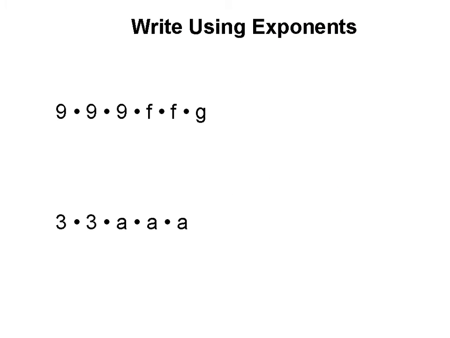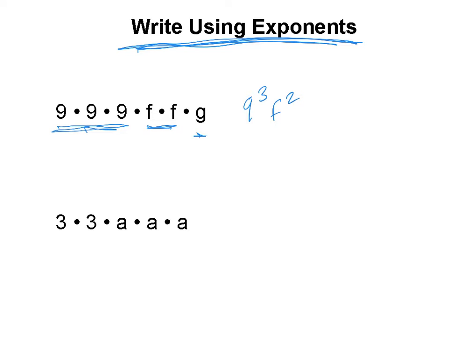You can even have more than one thing, like more than one number or variable, and write it with powers. Let's do this one. Again, they just want us to write it using exponents, no solving necessary, okay? So this is 9 to the third power, okay? And we have two f's, f to the second power, and then we have just one g.